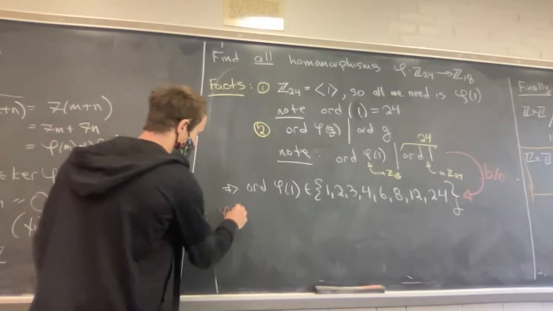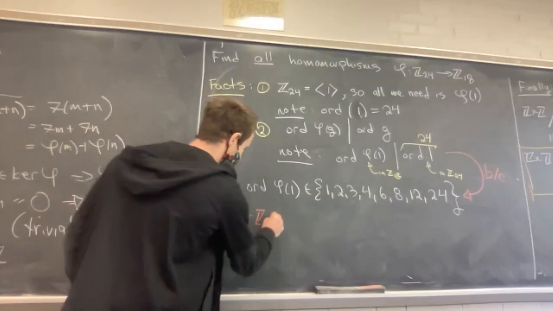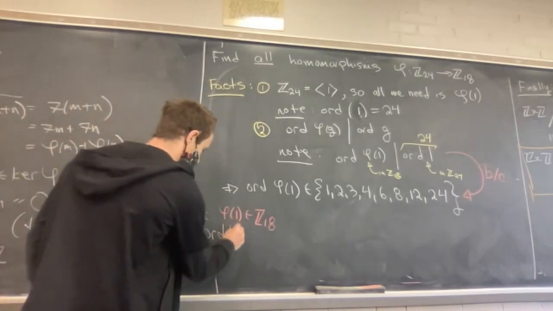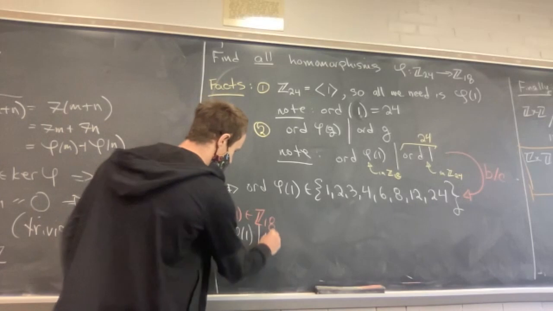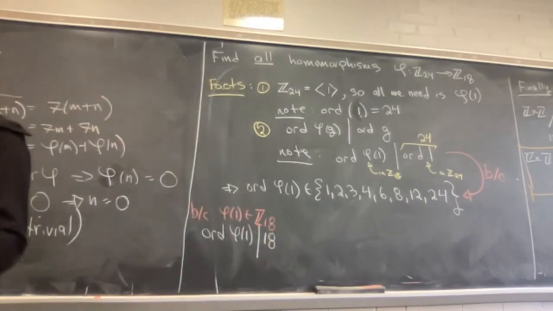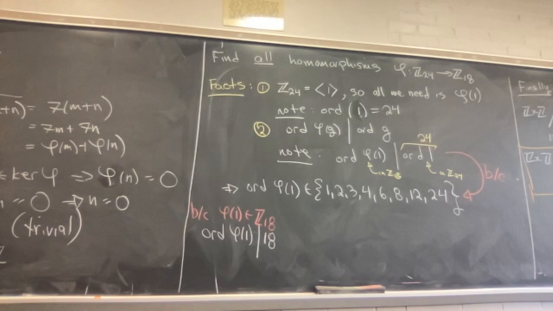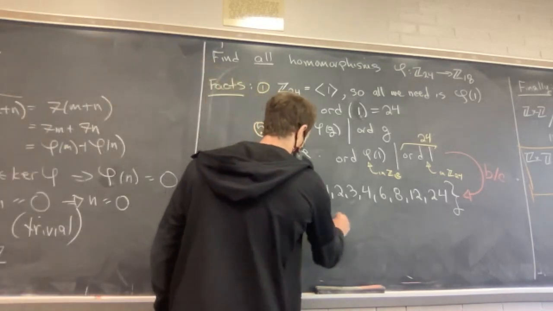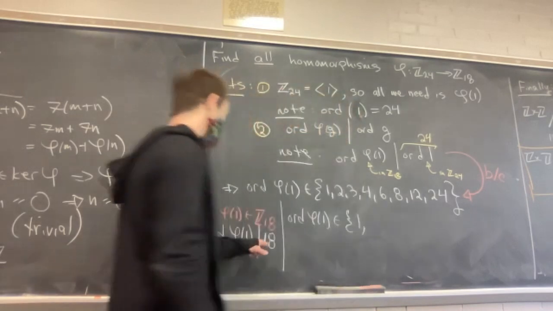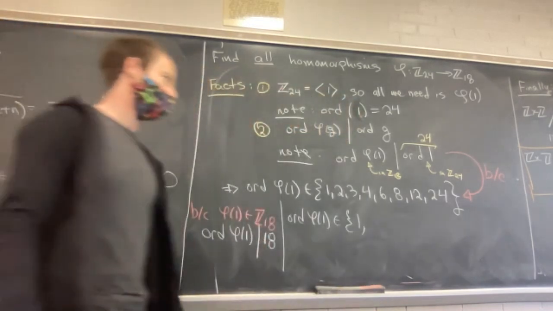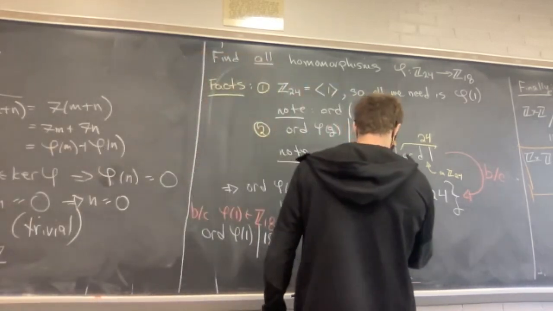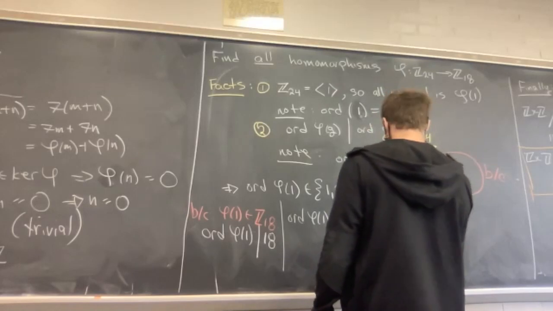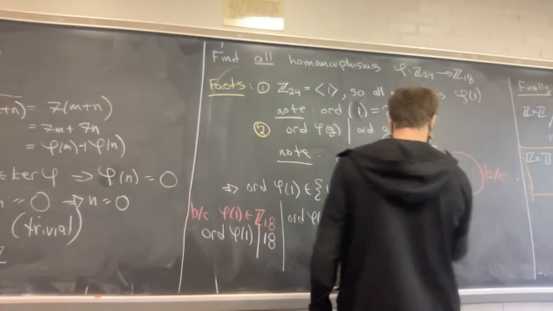But then because phi of 1 is in Z18, we know that the order of phi of 1 has to divide 18. The order of an element divides the order of a group, right? So it's the divisors of 18. So let's see, 1, 2, 3, 6, 9, 18, right?